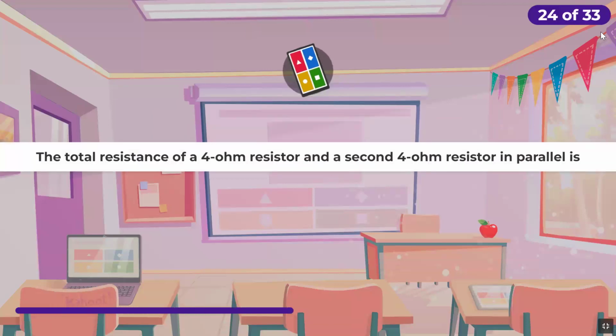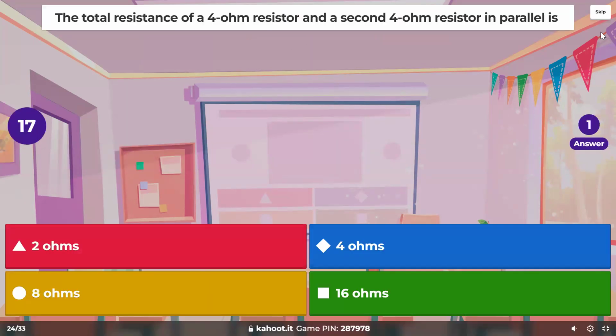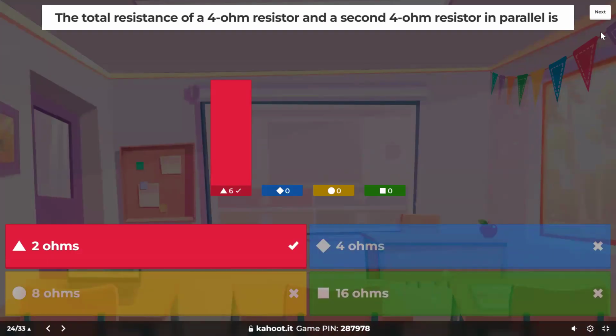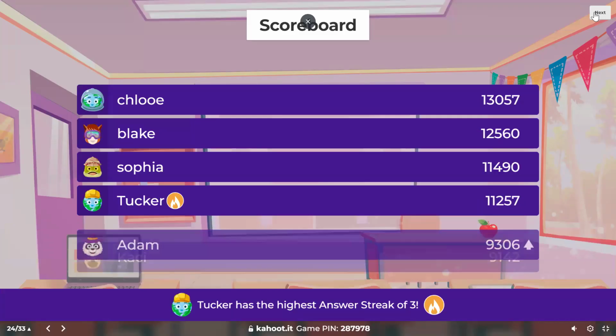The total resistance of 4 ohms and 4 ohms in parallel is 2 ohms. All right, nice. So you can do product over sum. That'd be 16 over 8, which is 2. You can think about the painting a fence analogy: 4 hours and 4 hours, a 2 man team is now 2 hours. Replace hours with ohms. All right, 4 and 4 in parallel is 2.